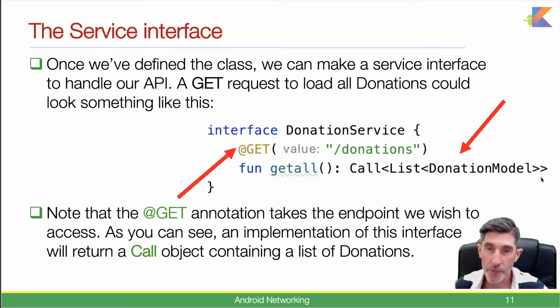It's very, very nice. Okay, just a last point there. Note that the @GET annotation takes the endpoint we wish to access. As you can see, an implementation of this interface will return a Call object containing a list of donations, like I said. So that's where you start with your interface, specifying the functions with the corresponding annotations and specifying the type. So @GET, there's a full list at the end of the slides, but we could have an @POST, an @PUT, an @DELETE, a lot of them in there.